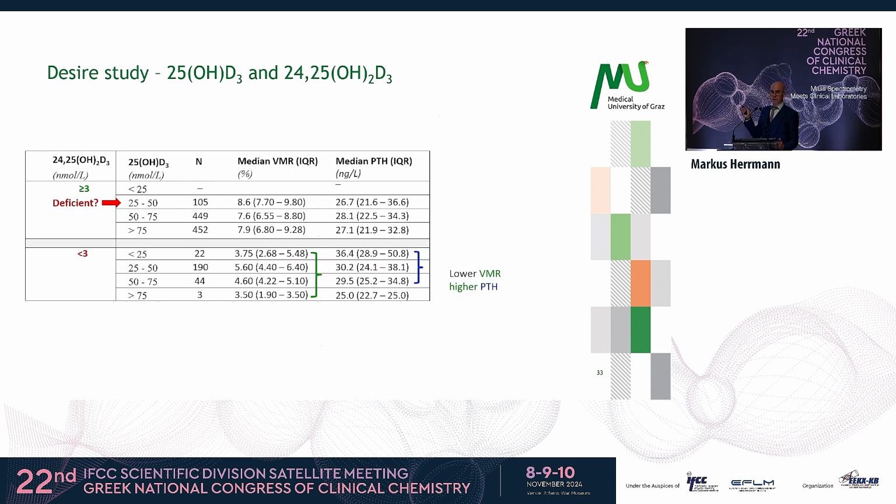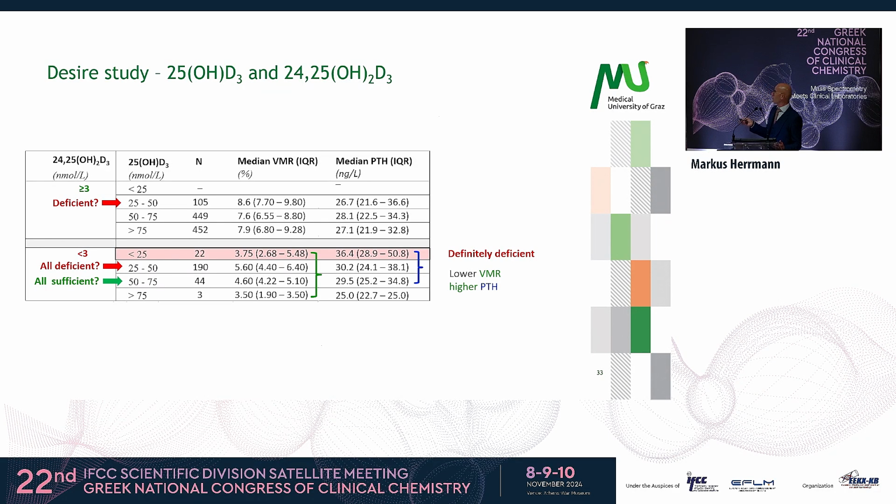Similarly, in the group with very little 24,25-dihydroxyvitamin D, there was also a considerable number of individuals with deficient and sufficient 25-hydroxyvitamin D concentrations. And again, this raises the questions, are the deficient ones really deficient and the sufficient ones really sufficient? We don't know. Again, their PTH and vitamin D metabolite ratio levels were comparable. So we don't know.